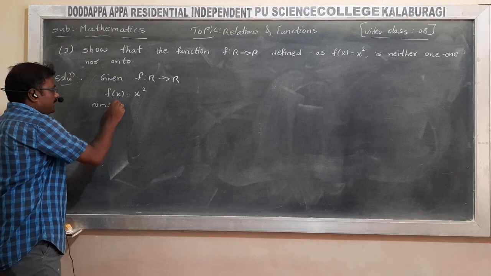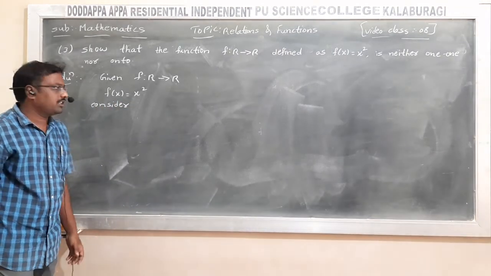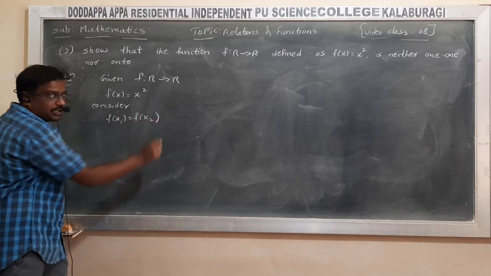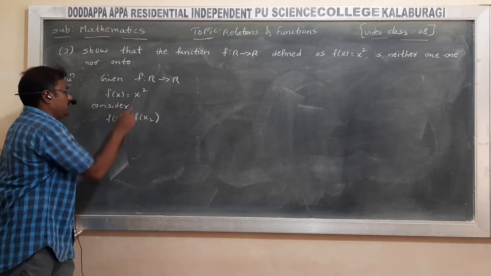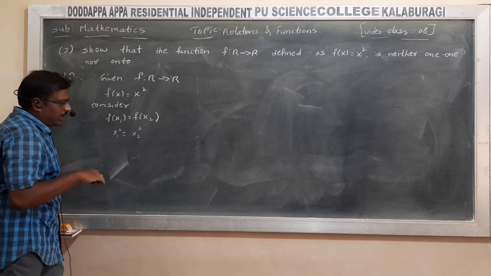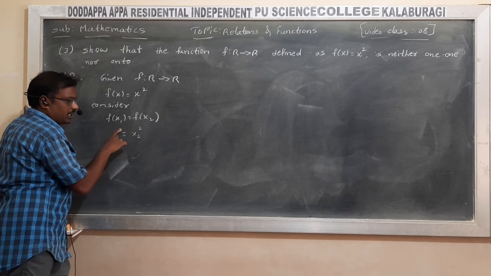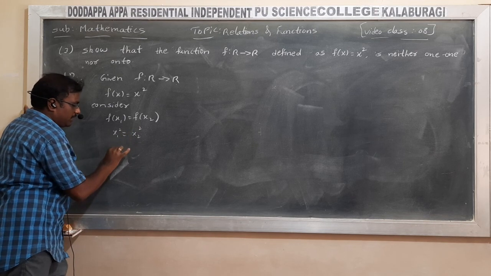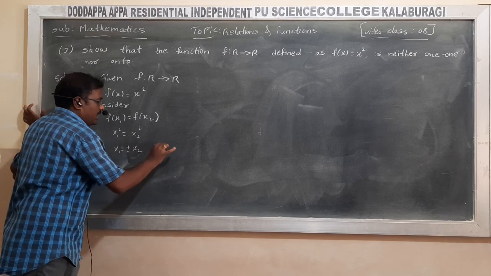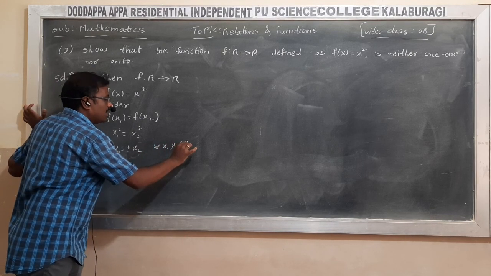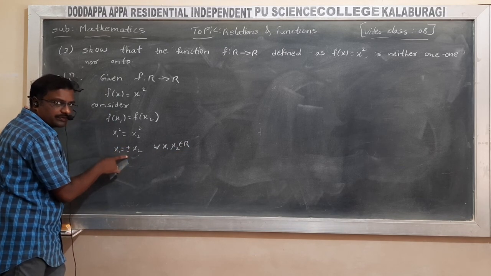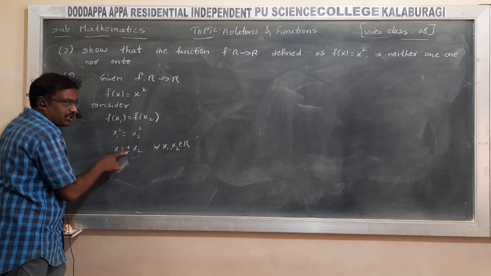First of all, we consider the condition f of x1 is equal to f of x2. So what is f of x1? x1 square, and f of x2 is x2 square. Okay, be careful here. When you remove the square, here it will become plus or minus x2, because here x1 and x2 belong to real numbers. Real numbers mean we get both positive and negative values.